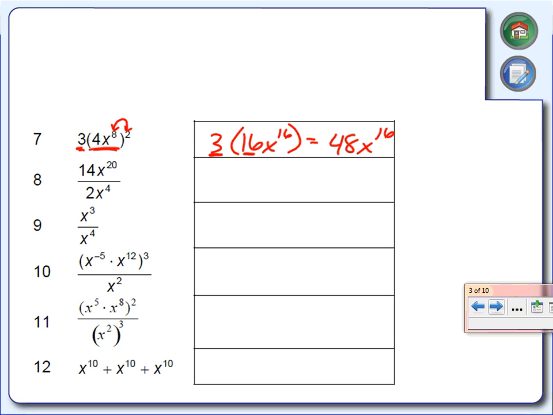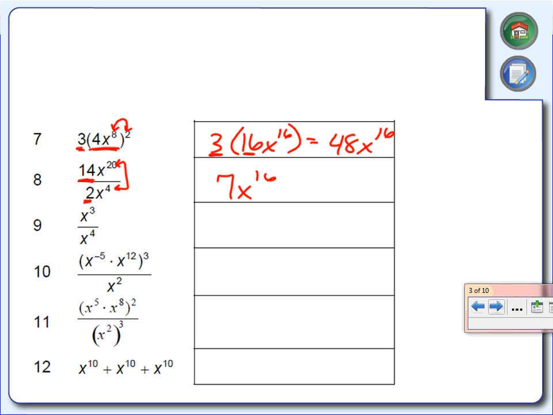Number 8, we're dividing again. I'm going to start with the coefficients. 14 divided by 2 would give us a 7. We said a second ago that we were going to subtract exponents when we are dividing. So if I subtract those exponents, 20 minus 4 turns out to be what? 16. So we end up with 7x to the 16th power.